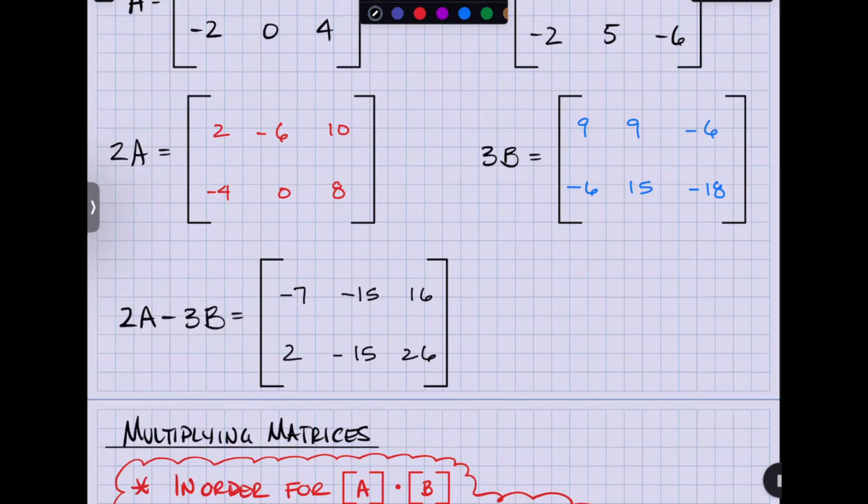Not too bad. But the key is still the size or the dimensions of the matrix have to be the same. If they're not the same, you can't add or subtract them.